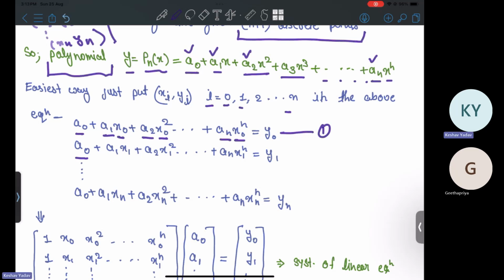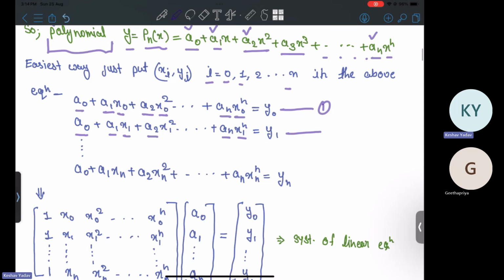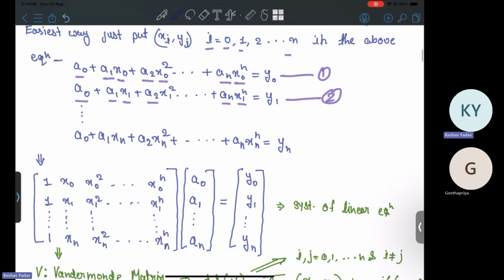Similarly, if I put x1 and y1 in the equation, what will I get? I will get a0 plus a1 x1 plus a2 x1 square plus up to an x1 to the power n, that will be equal to y1. This is my equation 2. Similarly, in all equations, the nth equation will look like this, simply x will be replaced by xn and y will be replaced by yn.